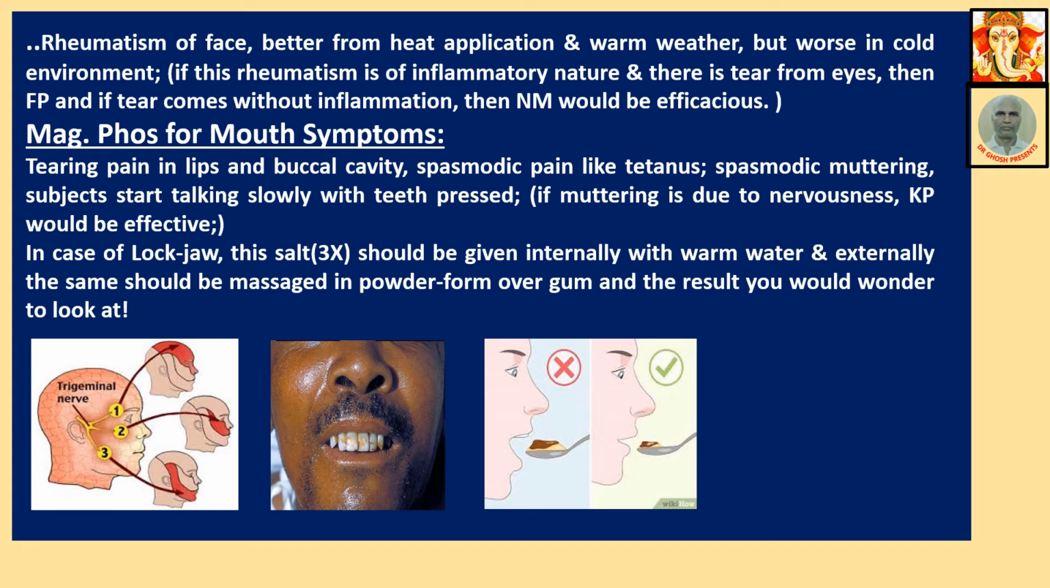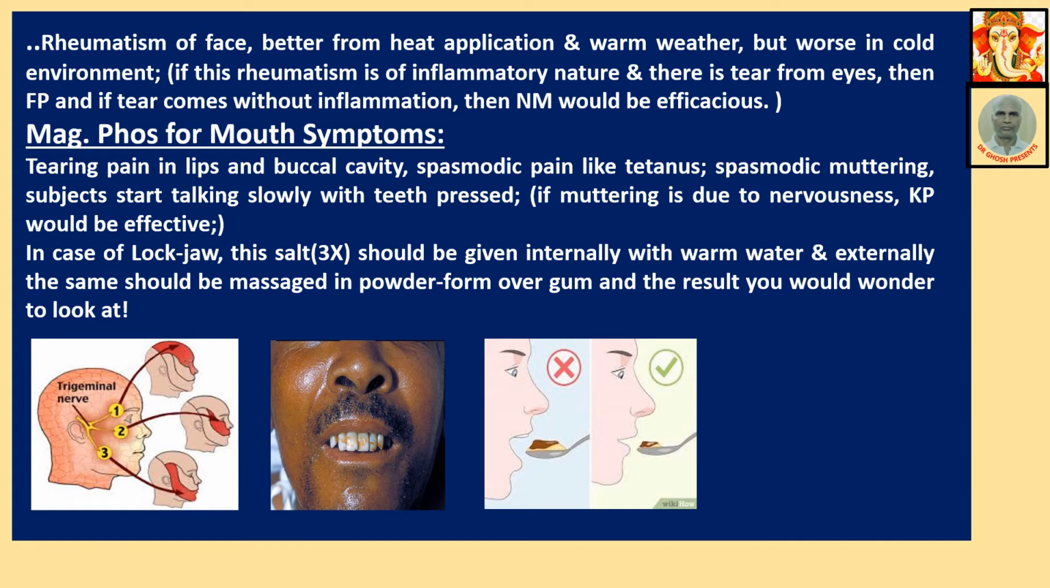MAC-Phos for mouth symptoms. Tearing pain in lips, buccal cavity, spasmodic pain like tetanus, spasmodic muttering. The subject starts talking slowly with teeth pressed. If muttering is due to nervousness, then Phos would be effective.